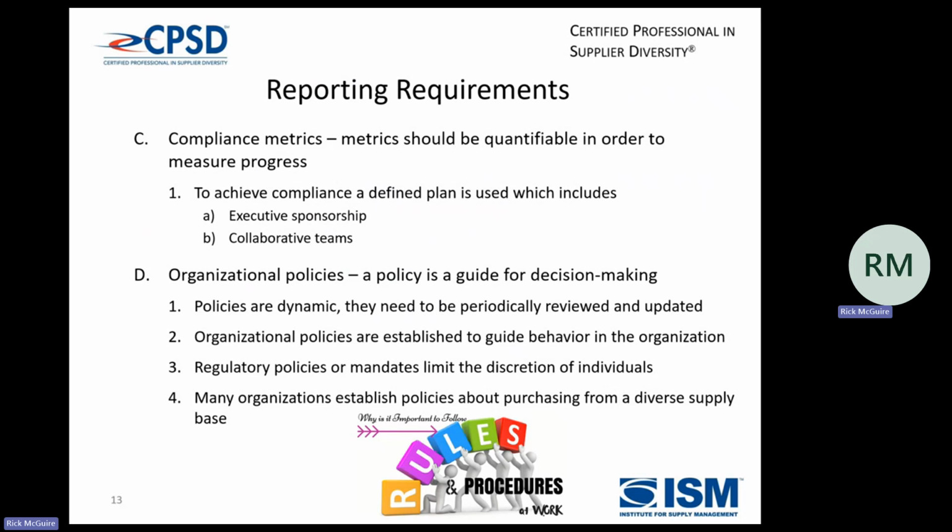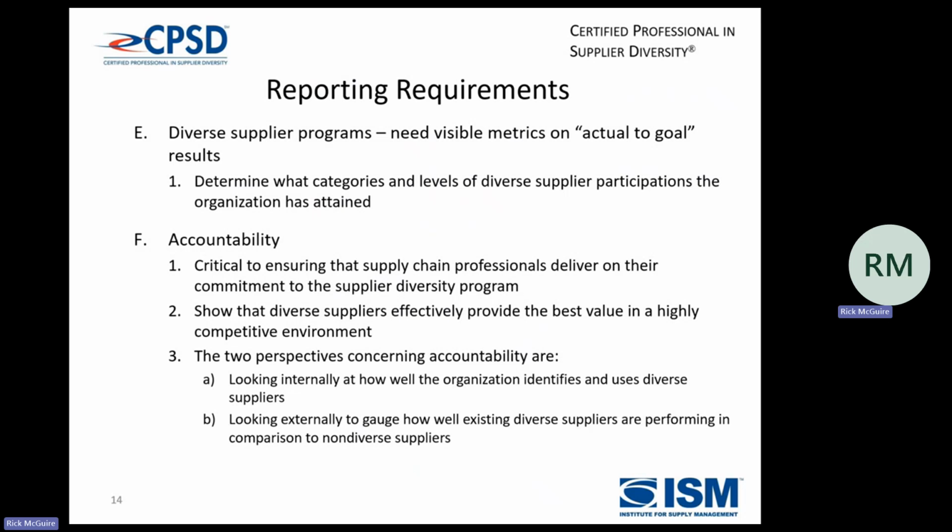Organizational policies are established to guide behavior in the organization. Regulatory policies or mandates limit the discretion of the individual. These are government policies. Many organizations establish policies about purchasing from a diverse supplier base, giving numbers of dollars in spend or numbers of suppliers, etc. Diverse supplier programs need visible metrics on actual to goal. Determine what categories and levels of diverse supplier participation your organization is after. It's the only way you're going to know if you're on track. You've got your goal, what's your actual?